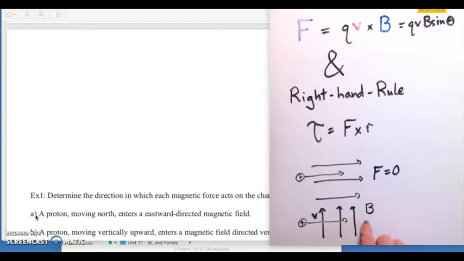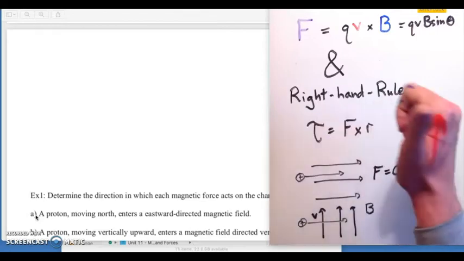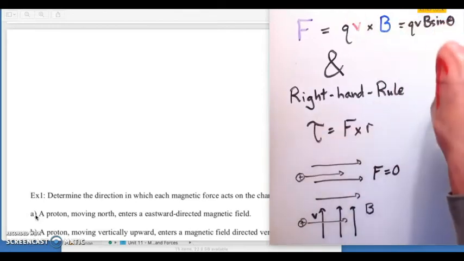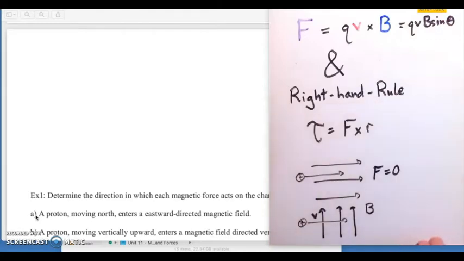And if it's got to be perpendicular to both of these, we're now dealing with a really awkward situation in terms of drawing it. That is that the force here, the only directions that are perpendicular to both of those would be this way, coming right at you, or this way, going directly away from you.